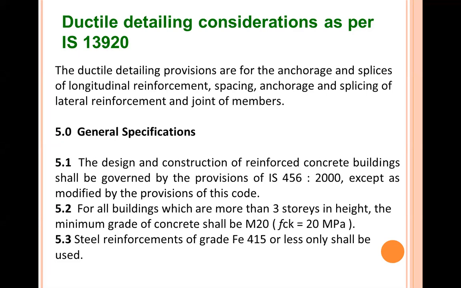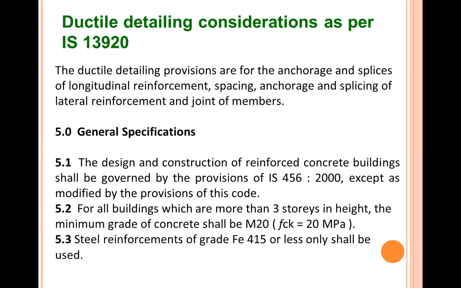So these ductile detailing provisions, what are they given for? These are given for the anchorage and splices of the longitudinal reinforcement. Splices is nothing but the curtailment, anchorage at the junction of the longitudinal reinforcement. Next, these provisions are given for the spacing of the reinforcement and anchorage and splicing of the lateral reinforcement also, and the joint of the members. So you have to understand these are the 4 parameters where ductile detailing provisions are given to us in IS 13920.